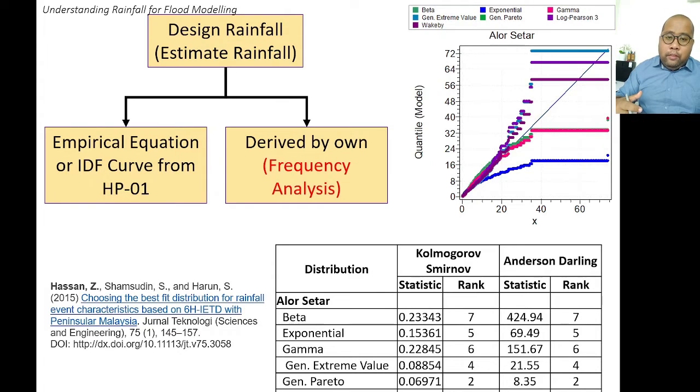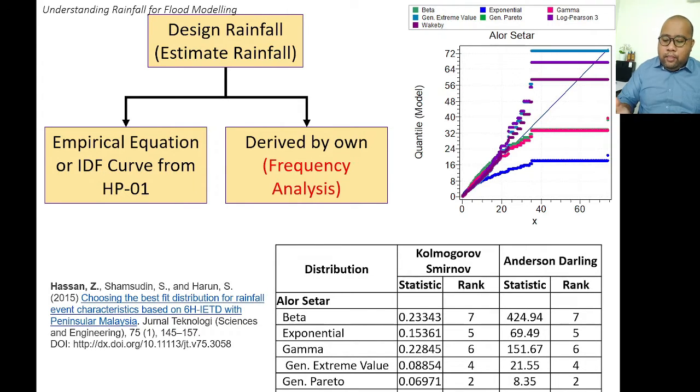For this exercise, we select several distributions. As you can see, we have beta, exponential, gamma, GEV, generalized extreme value, Gen Pareto, generalized Pareto, and then we have log Pearson type 3, and then we have Wakeby.